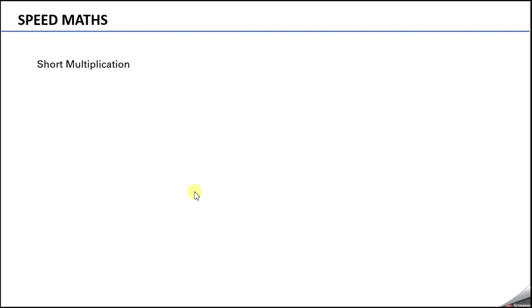Hello and welcome to another session on speed maths. So in this session we will be covering how to multiply numbers quickly.